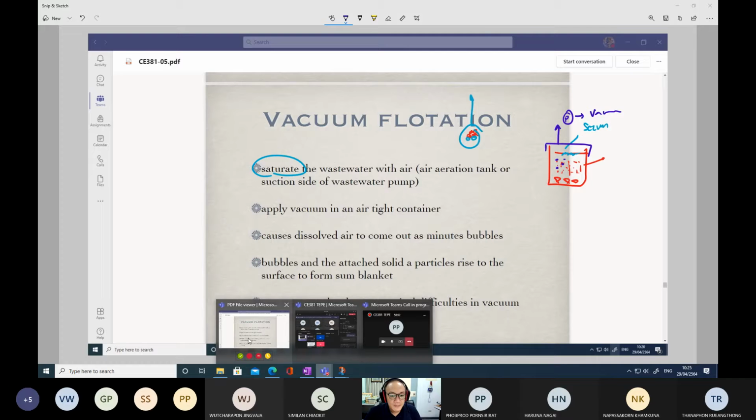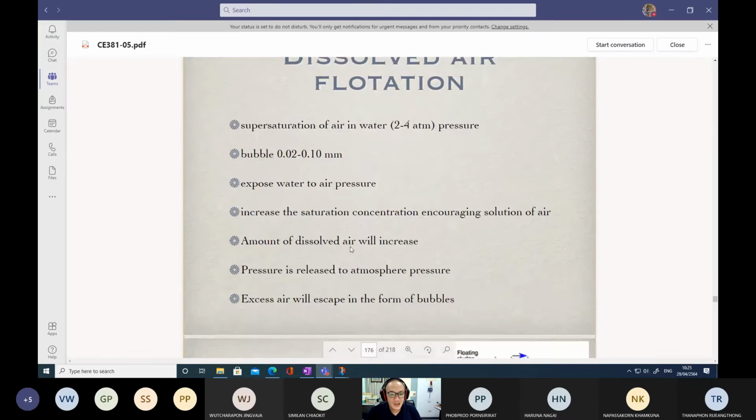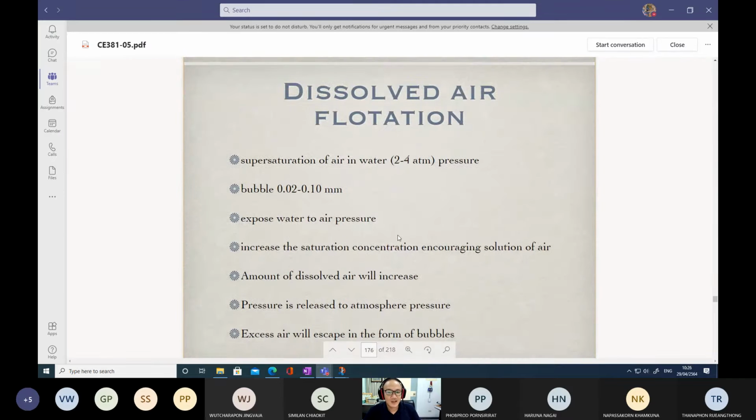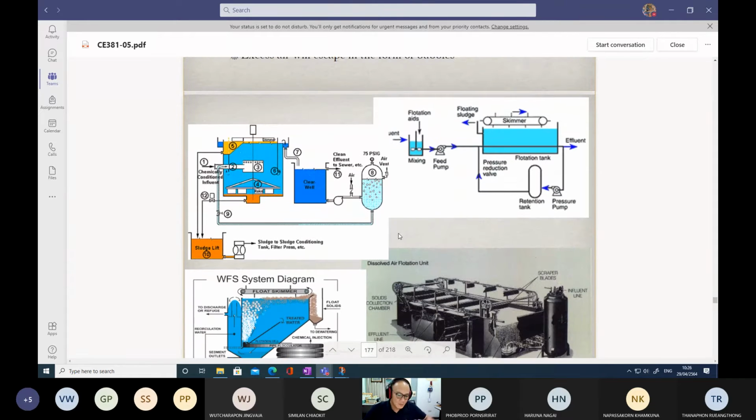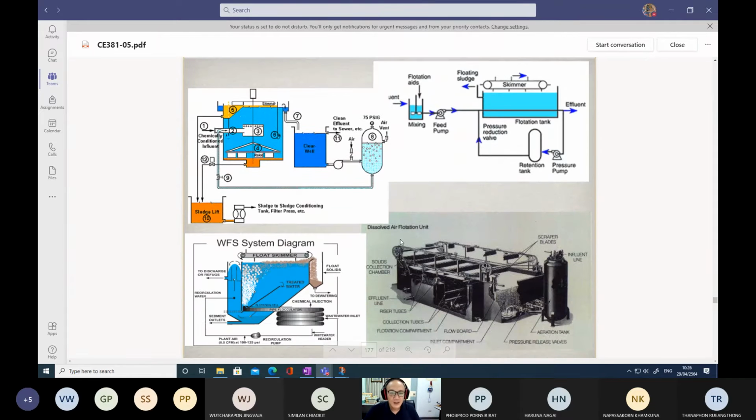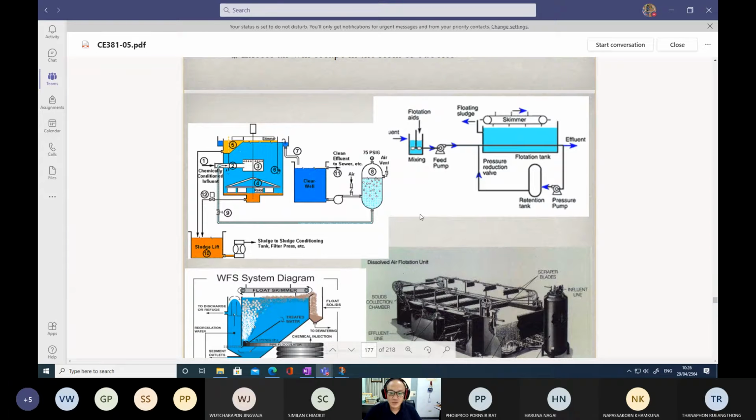Then the last one is the dissolved air flotation. In short, we call it DAF. Dissolved air flotation is something different from the other two. These two diagrams show how the DAF works. You may look at this one, the right one.